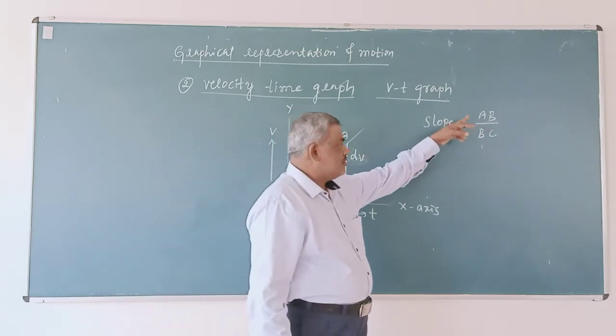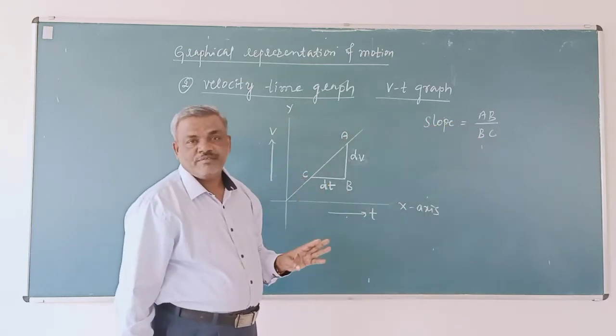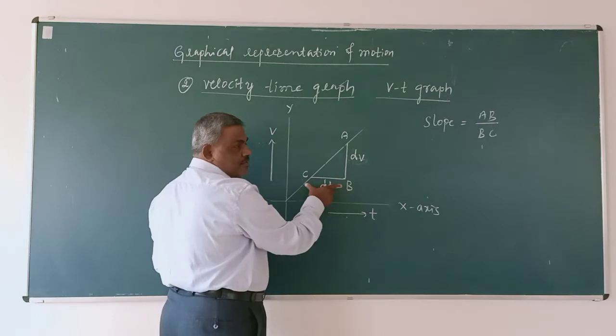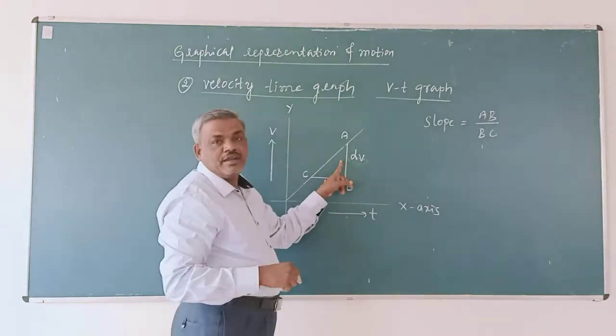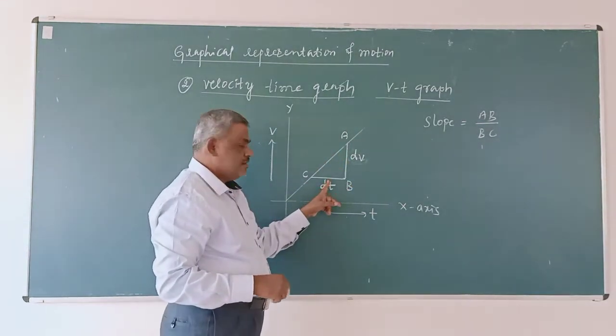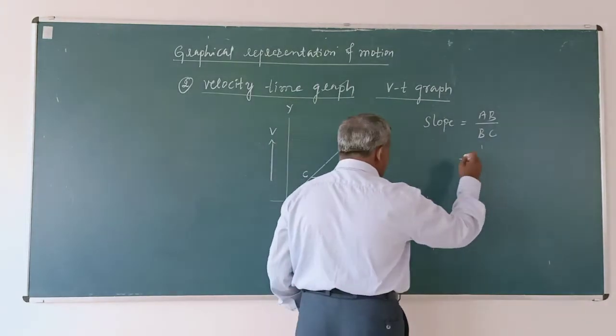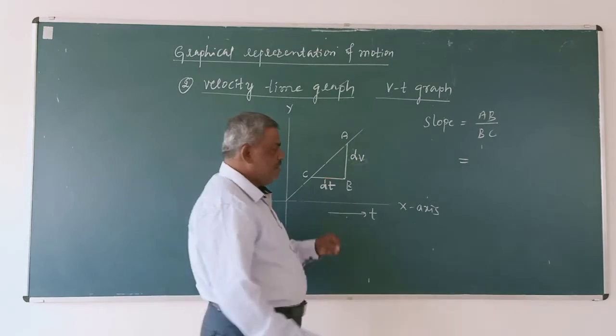Now slope equals AB by BC. Slope is tan theta, opposite by adjacent side. So AB equals what? dV.